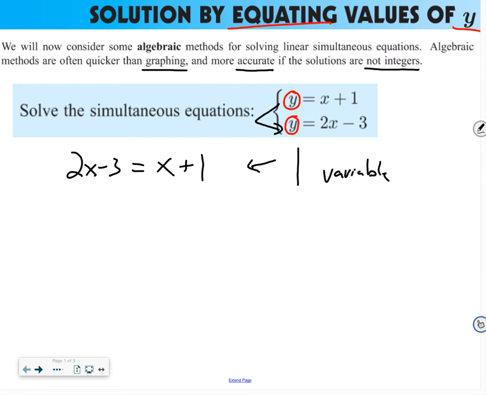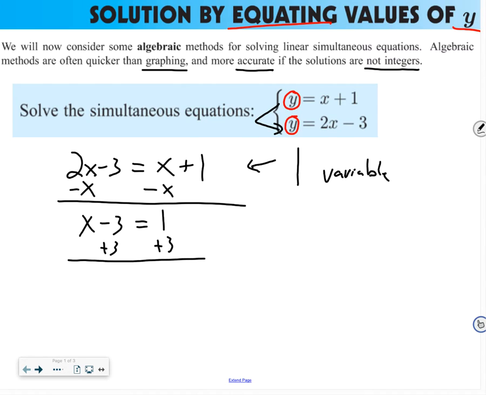And we know if we have an equation with one variable, we should be able to solve it for one isolated solution. Okay, so to solve this, I'm going to first collect all my x's on one side and all my constants on the other. So I'm going to choose to put my x's on the left and my constants on the right on this one. So I'm going to minus x, and I'm going to get x minus 3 equals 1. And then I'm going to add 3 to both sides to get my constants on the right side. And I get x equals 4.